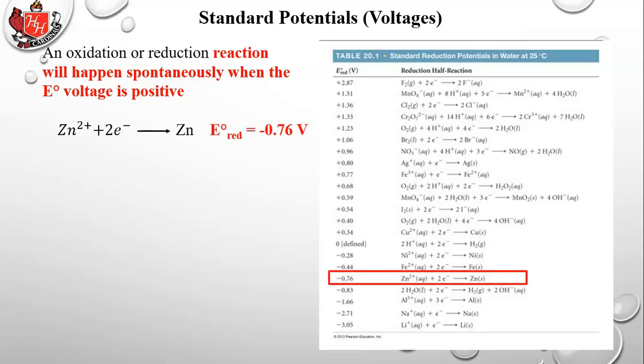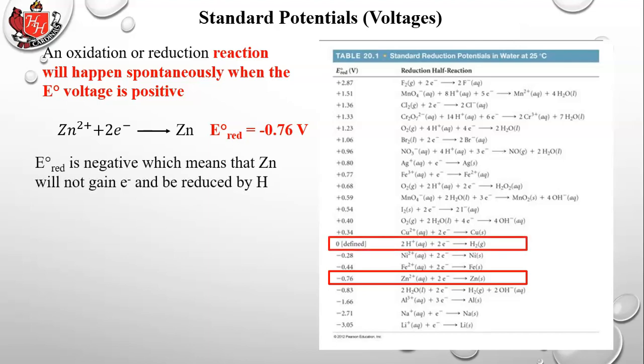Okay, so now you have a zinc 2 plus, and if you add 2 electrons to it, you'll get a zinc atom down below. So that is, if it takes 2 electrons away from hydrogen, it will become an electrically neutral zinc atom. But look at what the standard reduction potential is. It's negative. That means that's not going to happen. It means that zinc is not going to take 2 electrons away from hydrogen. So the standard reduction potential is negative, which means that zinc will not gain electrons and be reduced by hydrogen.